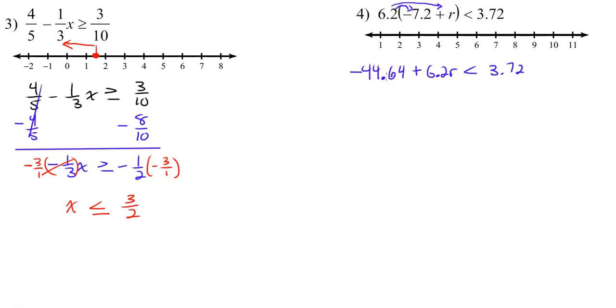Next, we need to get rid of this negative 44.64 by adding 44.64 to both sides. On the left, these cancel out, leaving us with 6.2r. And on the right, 3.72 plus 44.64 is 48.36.